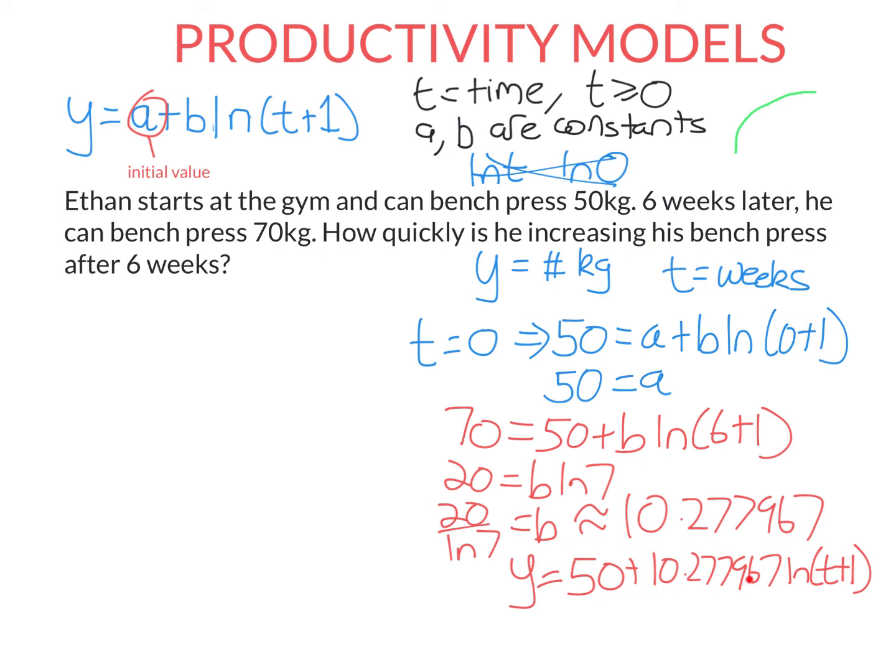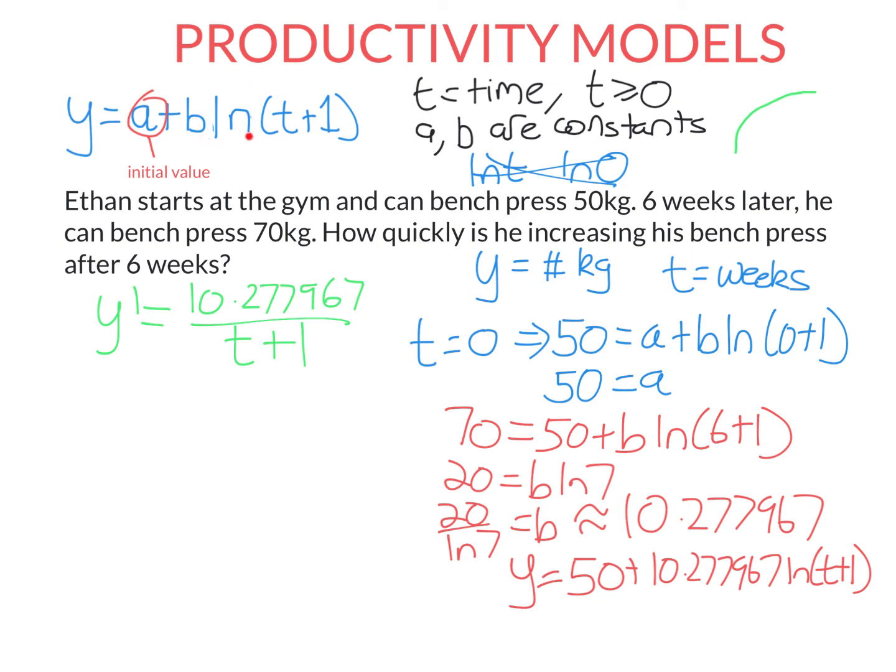So to differentiate this function here isn't difficult at all. Remember, of course, when you differentiate, the constants vanish, so we don't need to worry about that. Now, to differentiate this, it's just going to be that constant out the front, b, 10.277967, all divided by t plus 1. So again, that's why we use natural log here.